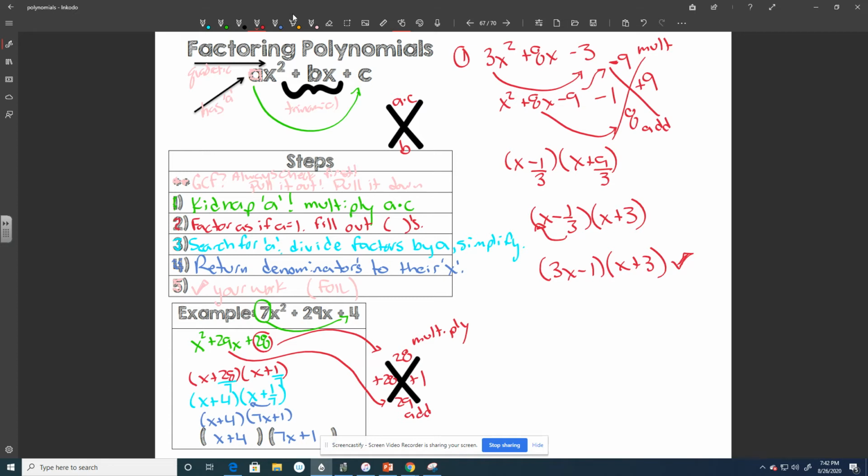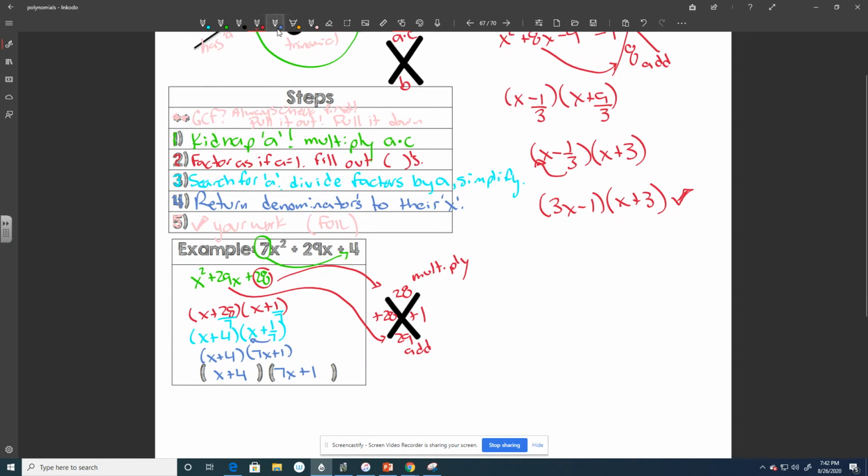All right, example number 2. Let's scroll down just a little bit. And let's do something just a little bit more complicated. Let's say 12x squared minus 5x minus 2. Not a lot more complicated, but we still have an a that we've got to kidnap and get rid of. So we're going to move it there to the back.